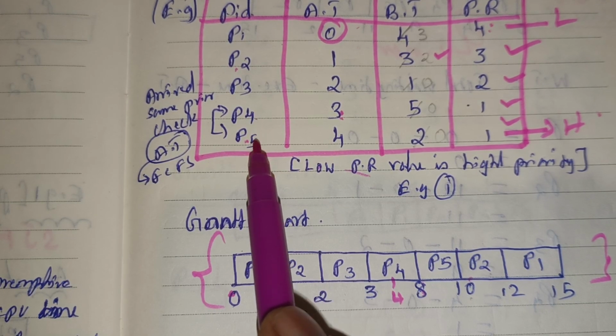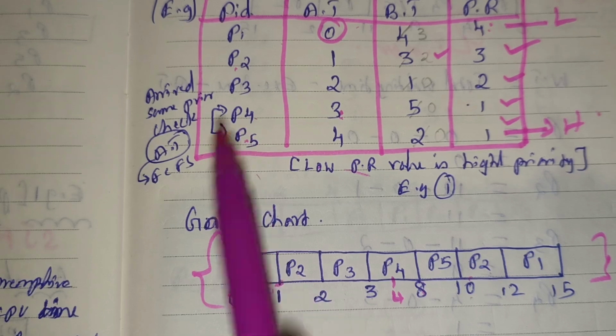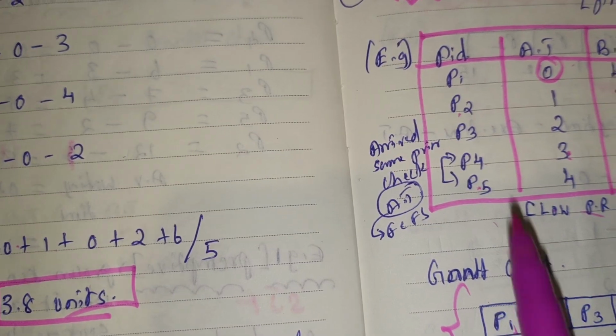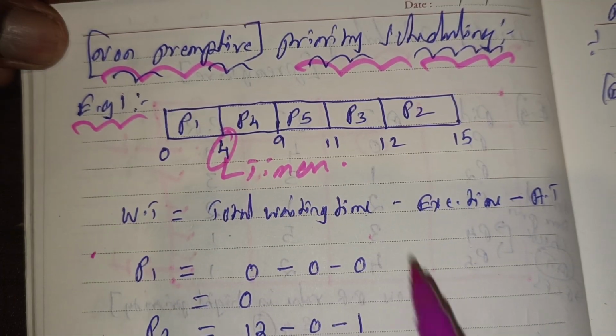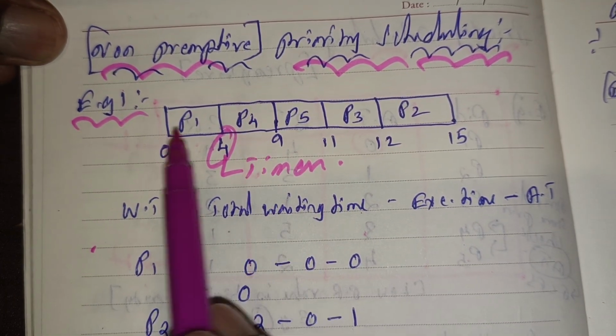Okay, small process ID, 4 and 5. Which one is small? P4. Right? So the small process ID will get into the CPU. Let's check how long it executes. Since it is non-preemptive, it will complete the full task.